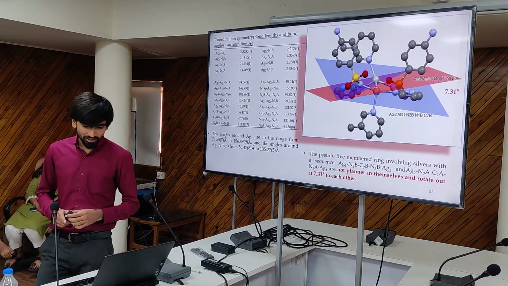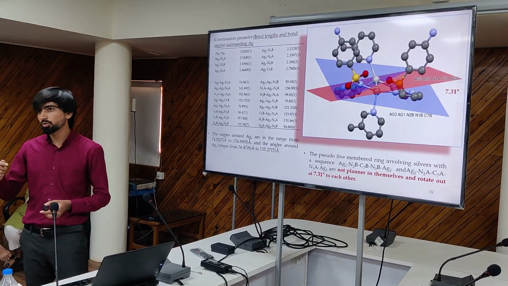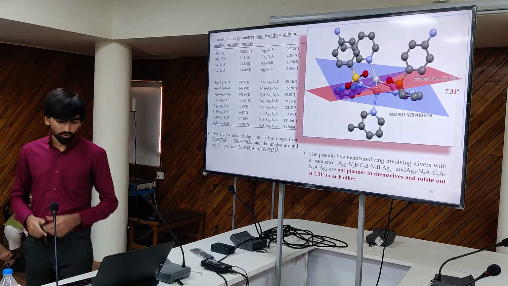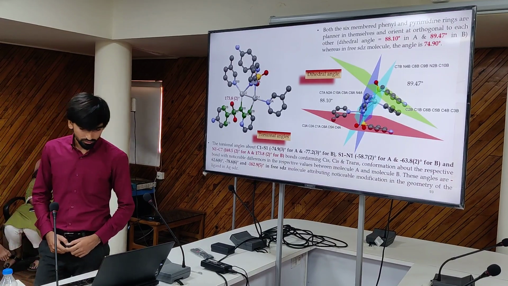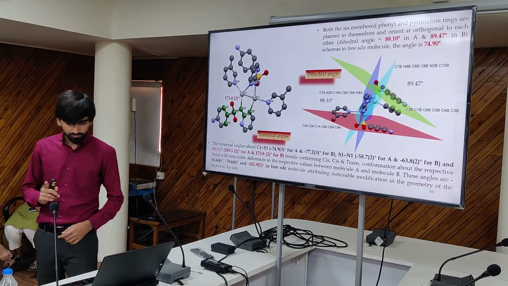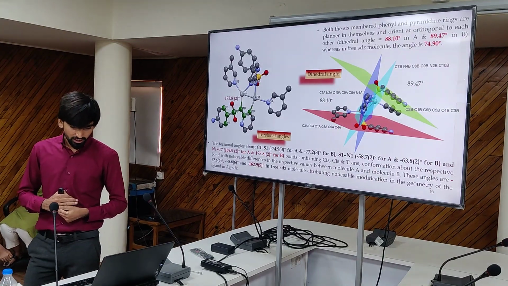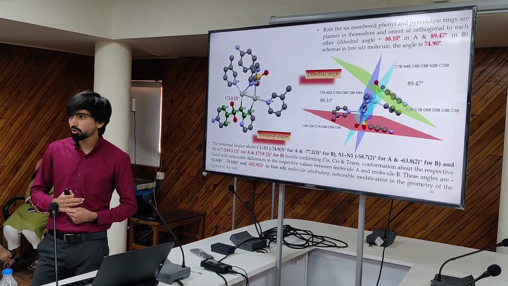The angle between the two pseudo rings, the pseudo ring formed between Ag1, Ag2, N2, C7, and N3, is around 7.31. The dihedral angle between the amine ring and the dihedral angle between molecule A and molecule B is around 89.47 in the case of molecule 1, and in the case of molecule 2 it is 88.10, because there are two molecules per asymmetric unit.